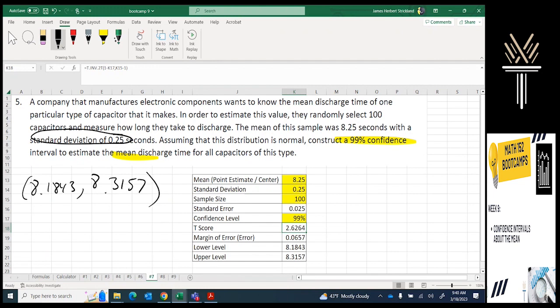And so if we were to interpret it, we would say we are 99% confident the mean discharge for all capacitors of this type is between 8.1843 and 8.3157 seconds. I have no idea what a capacitor is, but it takes 8 seconds for them to discharge, is essentially what I'm saying. 8 and change, obviously.